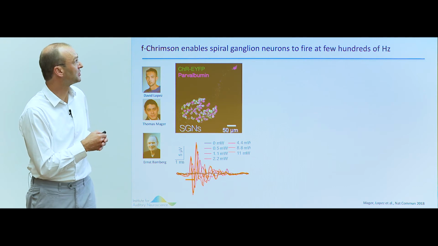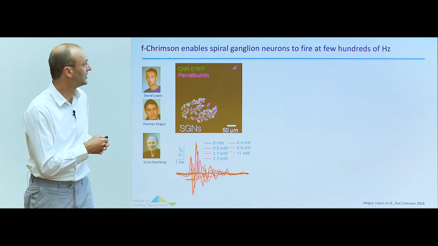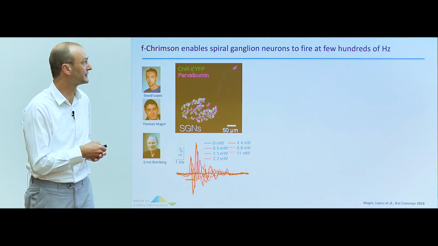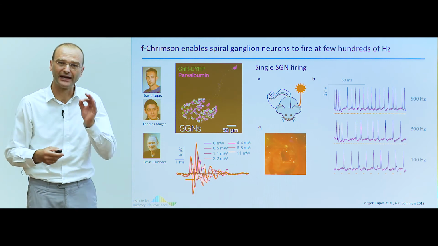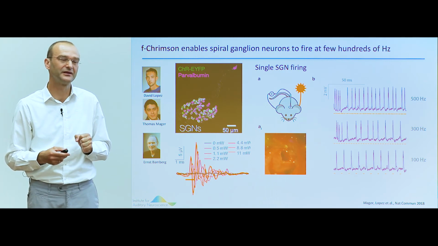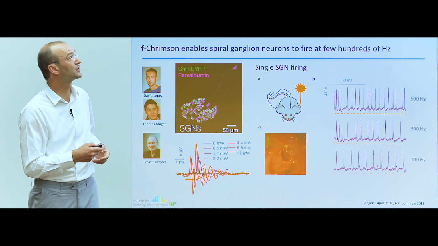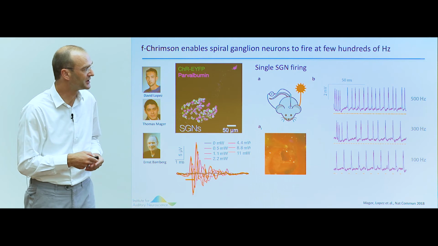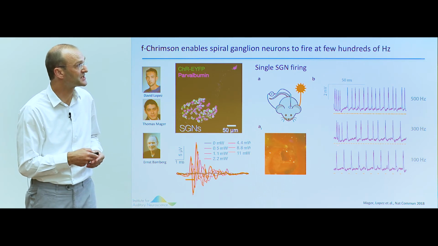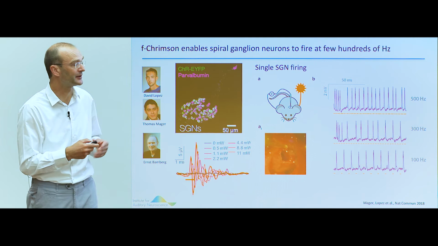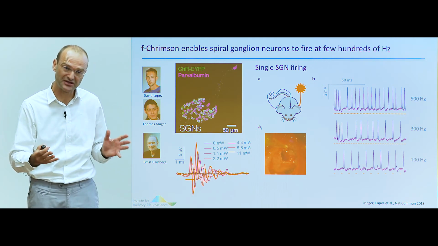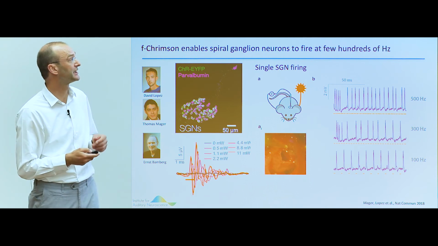Sure enough, we could express fast Crimson or F Crimson in the cochlea. We could also elicit auditory brainstem response with the light stimulus. And we found that at the single neuron level, F Crimson enabled near physiological firing. You see that here, 100 Hertz, every stimulus gets you a spike. At 300 Hertz, you have some adaptation, and then even more at higher rates. So now we have a promising red-shifted ion channel for optogenetics.